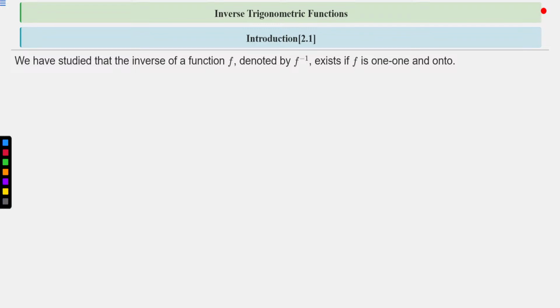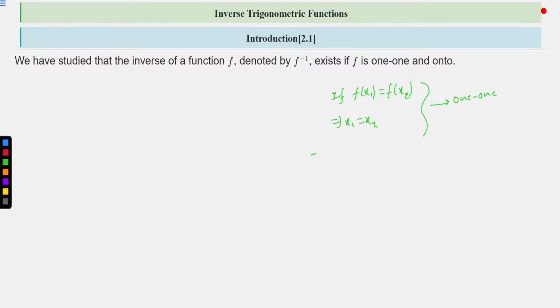Hope you understood what is a 1-1 function and what is an onto function, right? If you have any doubt, you can ask in the chat box. So what is a 1-1 function and what is an onto function? We have already discussed in previous classes that a 1-1 function is: suppose f of x1 is equal to f of x2, then this implies x1 is equal to x2, then we can say that the function is a 1-1 function, right?